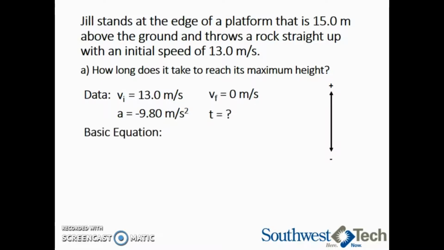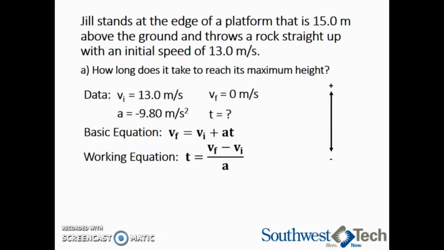Now we can use this information to find our basic equation that will include initial velocity, acceleration, final velocity, and time. The equation that includes all four of these variables is final velocity equals initial velocity plus acceleration multiplied by time. Now we can take this basic equation and rearrange it, solving for time. This gives us the equation time is equal to final velocity minus initial velocity divided by acceleration.